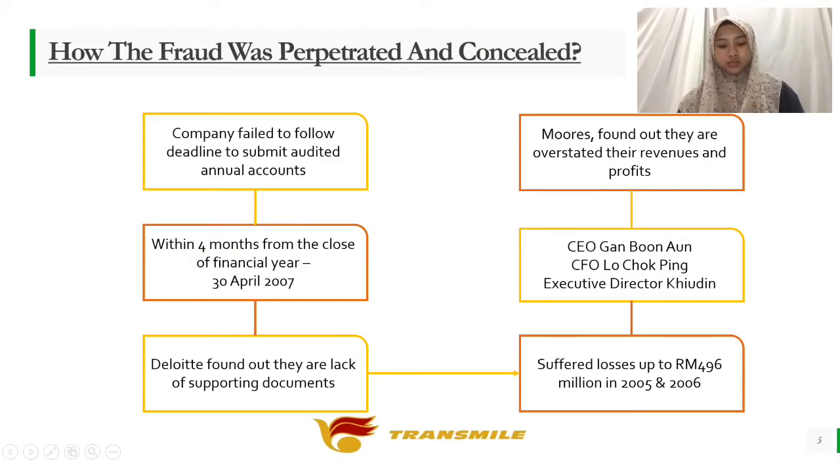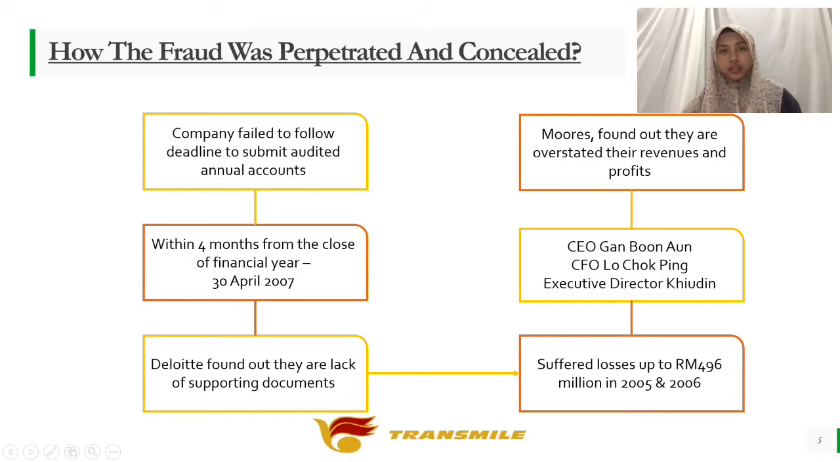Because of this, the group's former CEO Gan Boon On, former CFO Low Chok Ping, and former executive director Abdul Rahim were charged for purposely making misleading statements in its quarterly report.